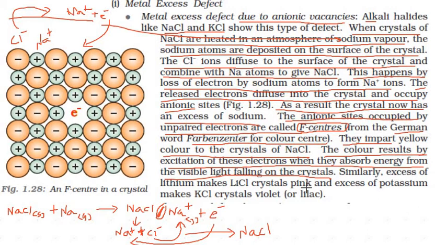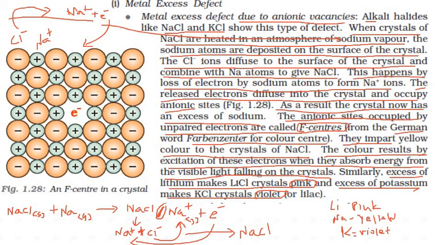And other examples are the excess of lithium makes LiCl crystal pink. Okay, you need to remember, because they may ask you this in the MCQ. Excess of potassium makes KCl look violet. So what happens with lithium, sodium and potassium? We may list it out. This you need to remember: pink, yellow and violet. Lithium, sodium and potassium. So that is all for metal excess defect. Now let us see the other two categories which are left.